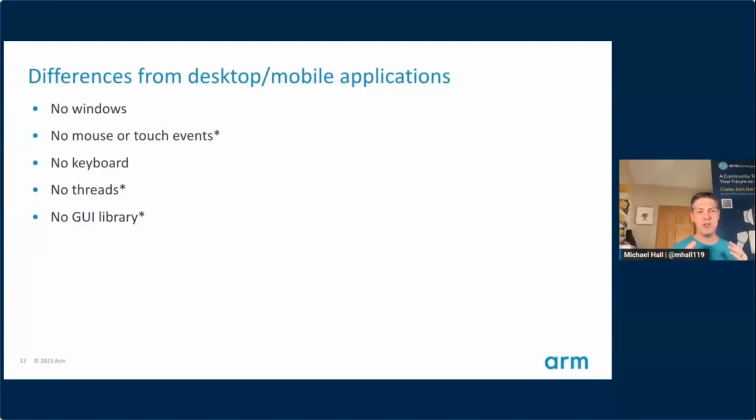You're also not going to have a GUI library, so you can't say, I want a button here or a frame here or display a picture here. There are GUI libraries that you can use combined with things like an LCD screen that you can attach that will provide that abstraction layer for you. But again, not built in, not the default.